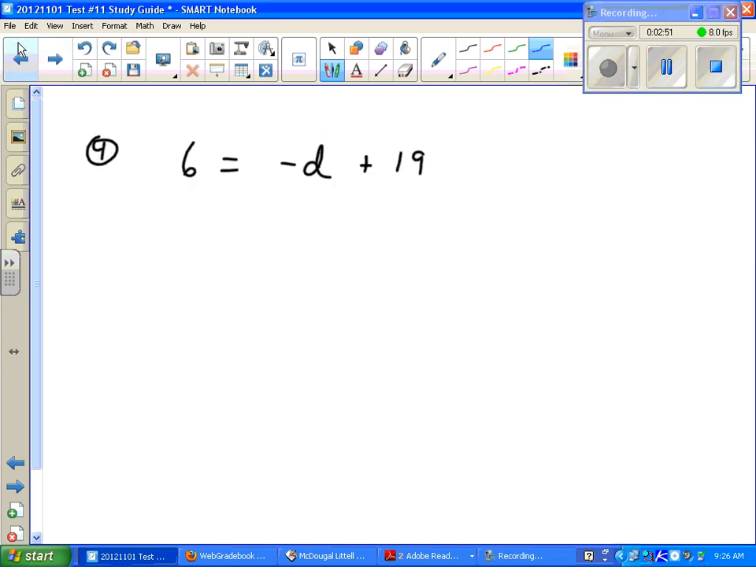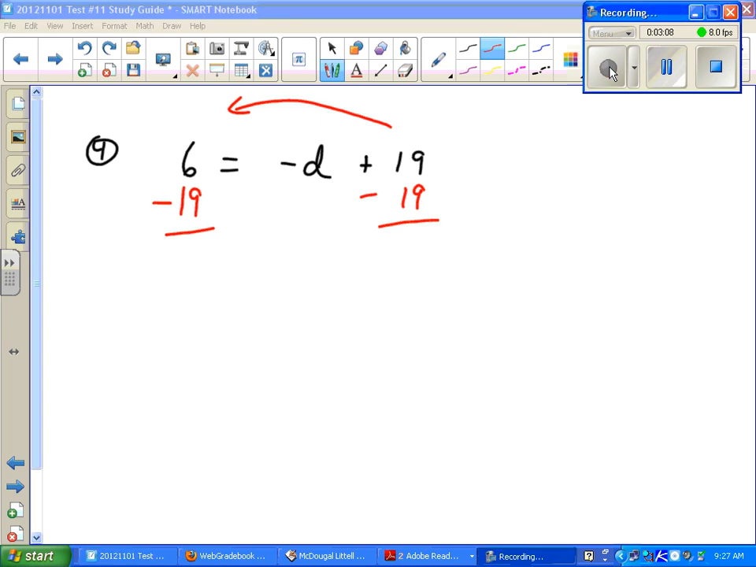Number 4 says 6 equals negative d plus 19. Move all your constant terms over to one side. You have positive 19, move it over to that side. It means plus 19, so subtract 19. If you subtract 19 on the right, you need to subtract 19 on the left.